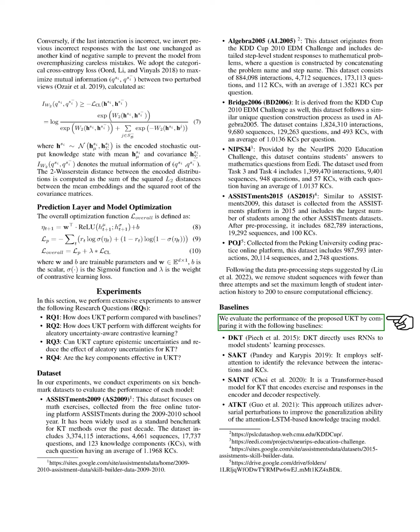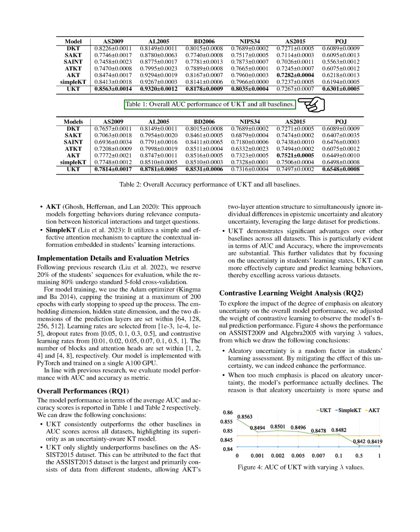To evaluate UKT, we compare it against several baseline models. DKT uses RNNs to model student learning. SAKT employs self-attention to relate interactions to knowledge components. SAINT, a transformer-based model that encodes exercises and responses. ATKT uses adversarial perturbations to enhance generalization in an attention LSTM model. AKT models forgetting behaviors in relevance computation. Simple KT utilizes a straightforward attention mechanism to capture contextual learning information.